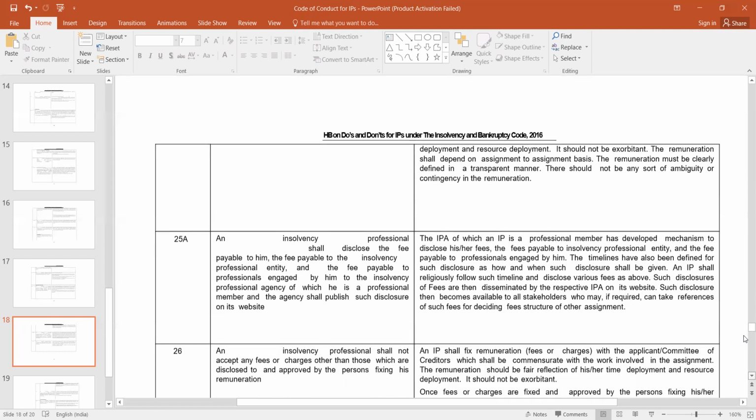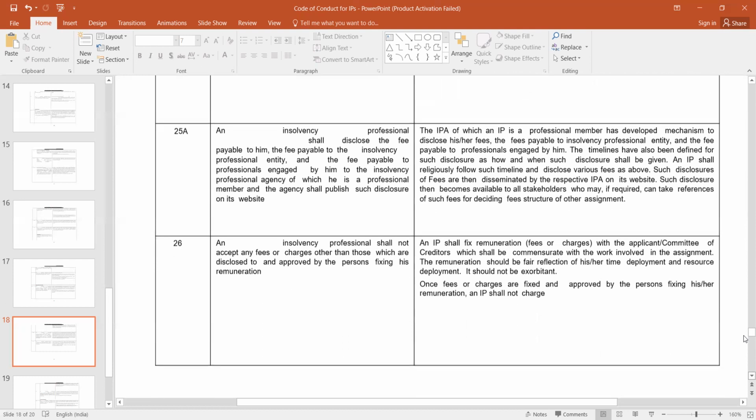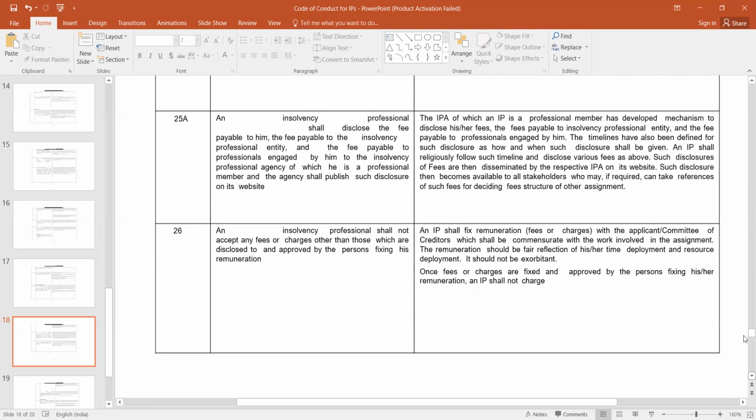अब अगला देखते हैं. An insolvency professional shall not accept any fees or charges other than those which are disclosed to and approved by the persons fixing his remuneration. इसका मतलब यह है कि आपको अंडर हैंड कुछ नहीं लेना है, अंडर द टेबल कुछ नहीं लेना है. आपको जो भी चार्जेस लेने हैं वो डिस्क्लोज होने चाहिए और अप्रूव्ड होने चाहिए. कई बार क्या होता है, suppose you are operating the bank account of the CD, तो ऐसा नहीं कि बैंक अकाउंट में से आप ही अपने नाम में चेक काटते हैं, ठीक है ना. उसके लिए आपको डिस्क्लोजर भी देना है और अप्रूवल भी लेना है.